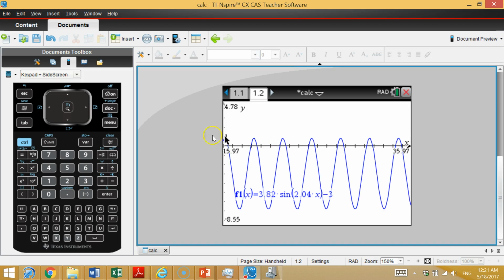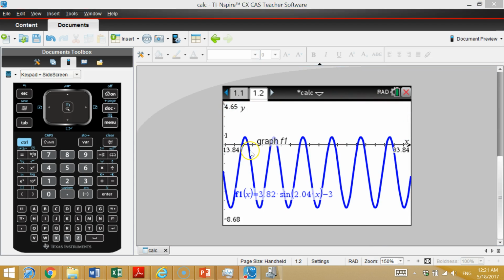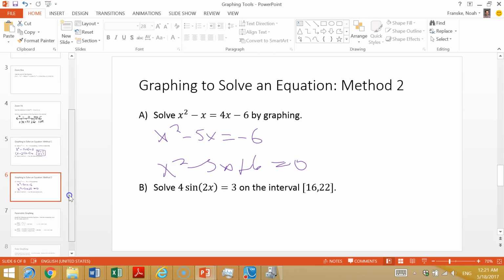And if you want to find those, I'll let you do that. You could do zoom fit to be able to get in on there on the right interval, but you're looking for the zeros. And notice we've just moved it down. So instead of that 3 line crossing it, now the 0 line crosses it. Kind of a neat way to solve a couple equations.